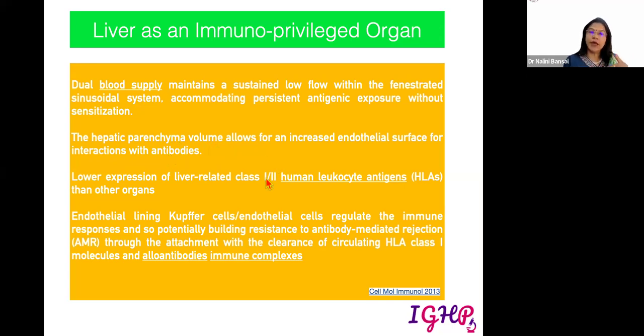the liver parenchyma has an increased endothelial surface. There is a large surface area with which they interact with the sinusoids, and they also interact with the antibodies passing through the body. There is a lower expression of class 1 and class 2 HLA antibodies than in other organs. So as opposed to other organs, the expression of HLAs is relatively less in the liver, especially HLA class 1. The endothelial lining, the Kupffer cells and endothelial cells regulate the immune responses, potentially building resistance to antibody-mediated rejection through the clearance of circulating HLA class 1 molecules and alloantibody immune complexes.